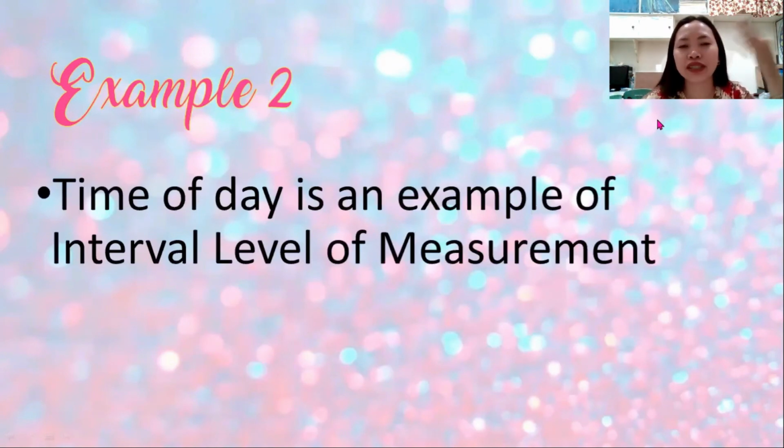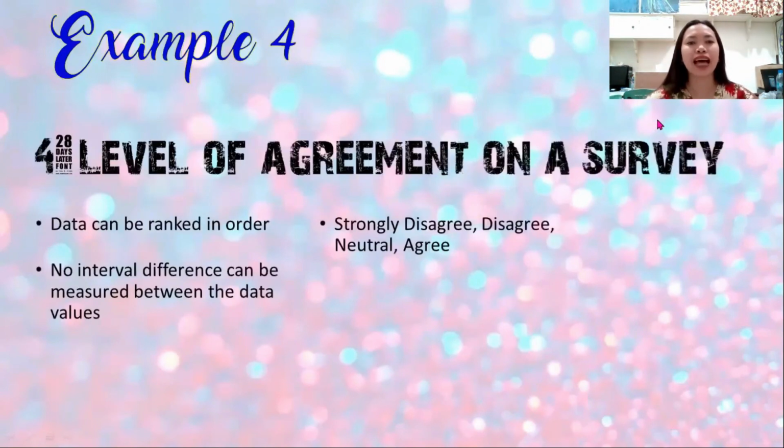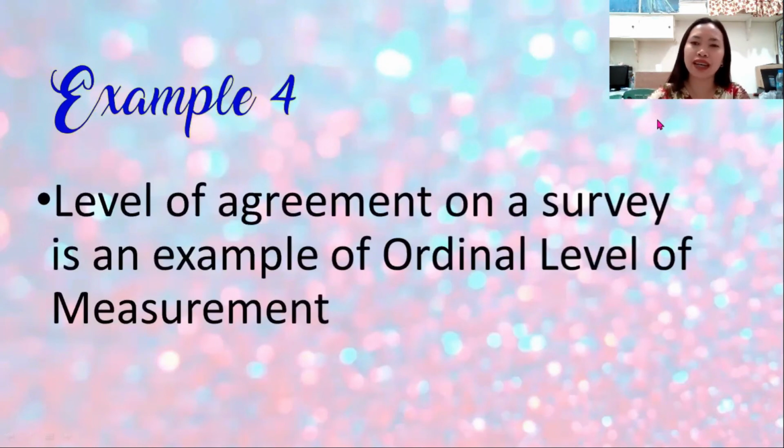Very good. Let's proceed to the third example. Birth city for a sample of students. No ranking order can be placed in the data. Do you agree? Yes. We cannot say that Makati City is better than Surigao City. There is no definite criteria for that. Meaning, this type of data is nominal level. Very good. Last, the level of agreement in a survey. Can we order them? Yes, data can be ranked in order, like strongly agree, agree, neutral, disagree. What else? No interval difference can be measured between the data values. So, this type of data is ordinal level of measurement.